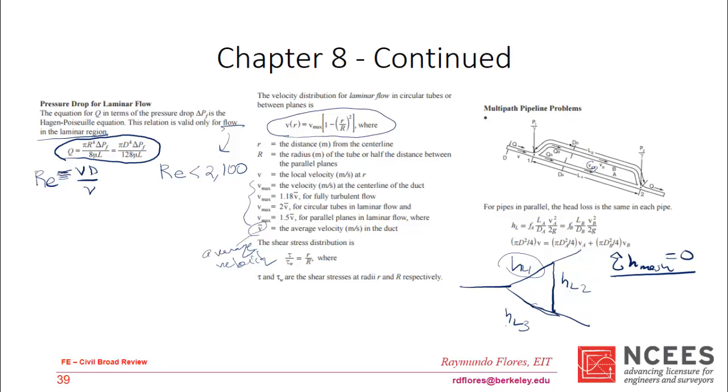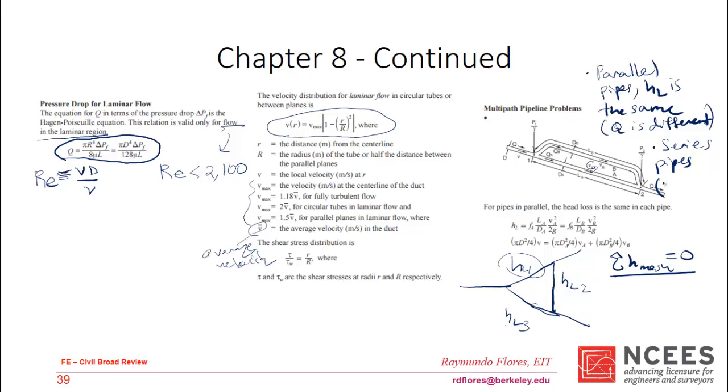Which means that for a given set of parallel pipes, the HL is the same. But then Q is different. But then for a set of series pipes, Q is the same, but HL is different. And that's how we can generalize this type of understanding.